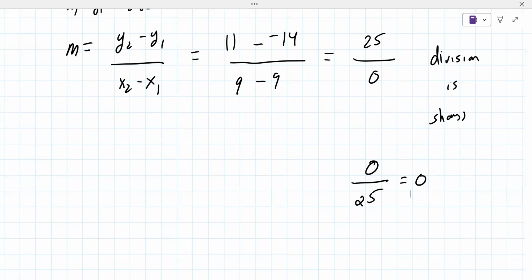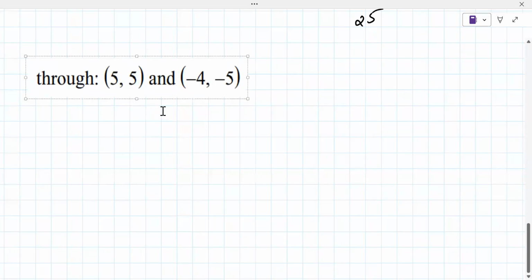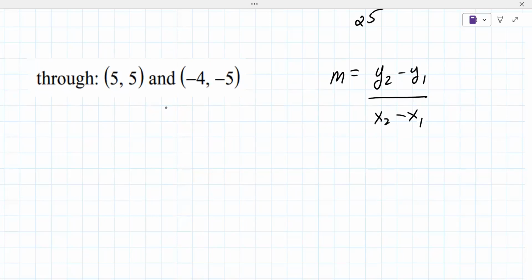So let's do a few more of these slope problems here. Give me just a moment to pull up some problems that will help us here. I want you to find the slope between these 2 points. And again, I'll write the slope formula here. It's y2 minus y1 over x2 minus x1.